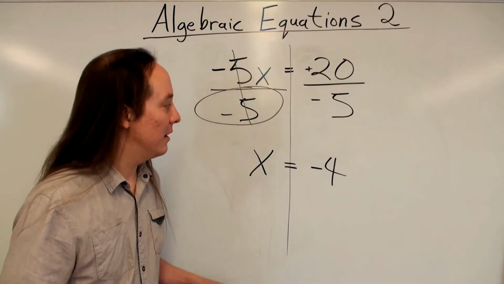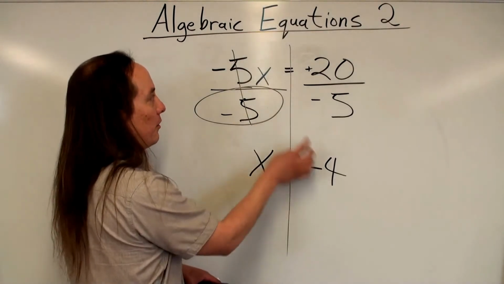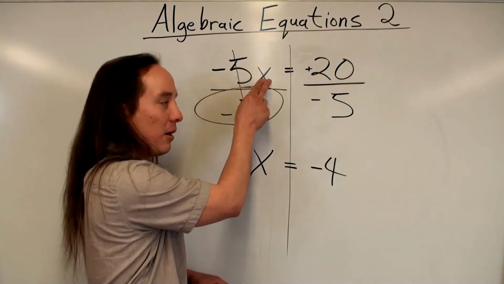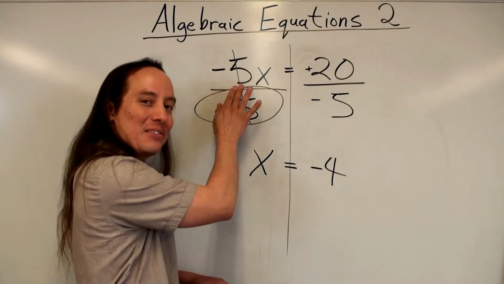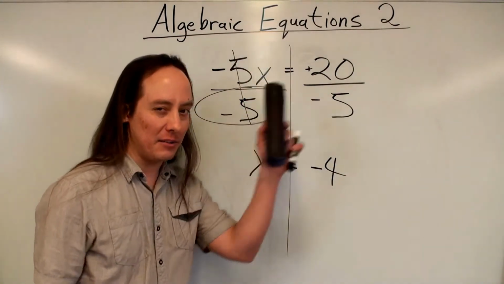It takes practice. All right, so what we were saying is x is negative 4, so negative 5 times, let me say that again. Negative 5 times negative 4 is positive 20. Remember that, right? Negative times a negative is a positive.